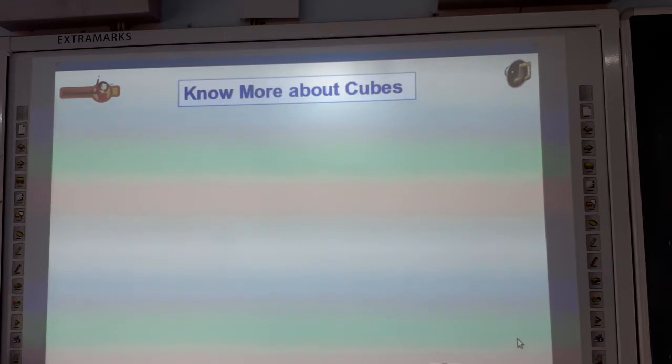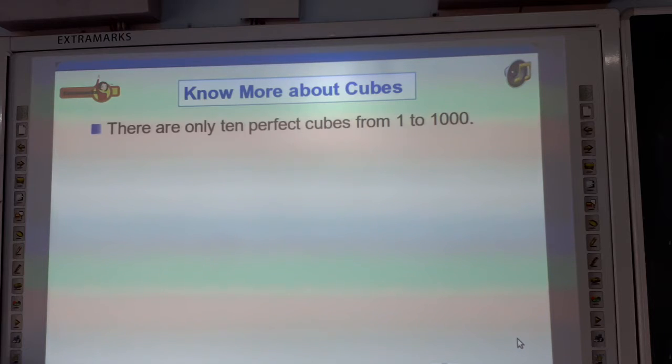Go to the next part. Now something more about cubes. There are only 10 perfect cubes from 1 to 1000.